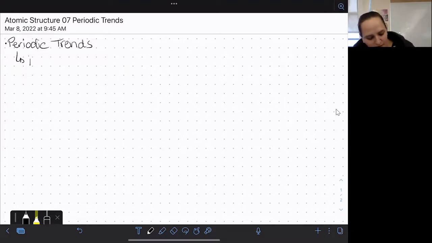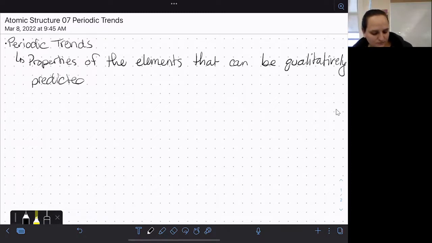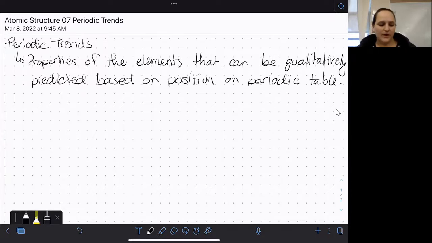So periodic trends are properties of the elements that can be qualitatively predicted based on an element's position on the periodic table. We're going to be talking about 4 different properties today where, depending on whether one element is up, down, left, or right compared to another on the periodic table, you'll be able to predict if that property is likely to be higher or lower, or bigger or smaller.